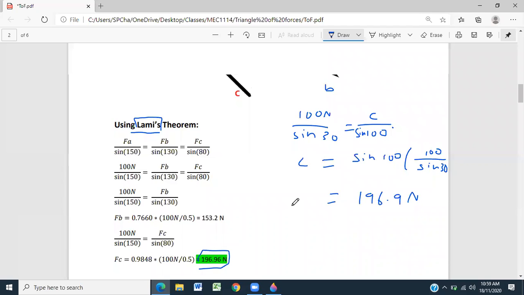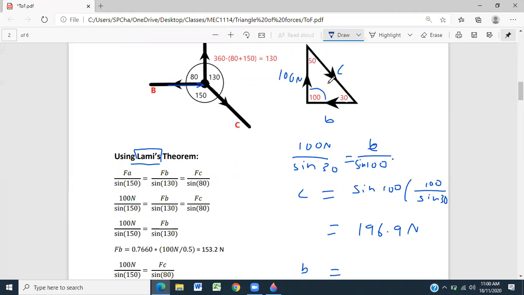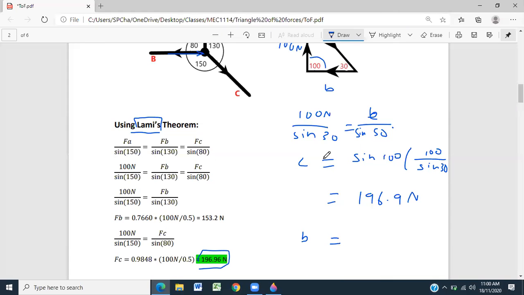Okay. And now let's do it for B. So B, this here is the same part. We're using the same side, right? Good. So we can just replace this here with B, and we replace this angle 50, so no longer 100. This angle here is now 50. And you do the same steps.